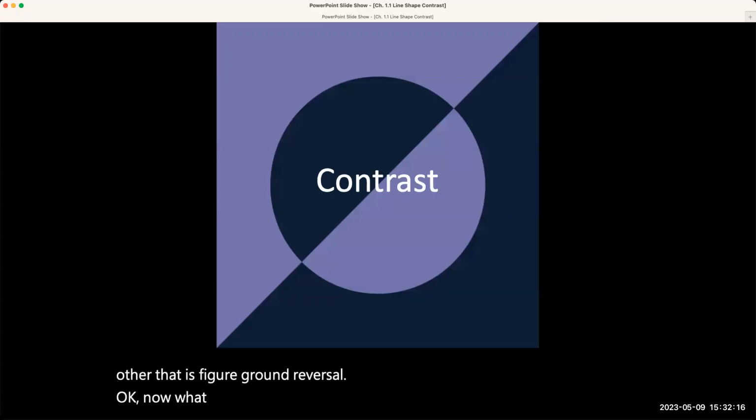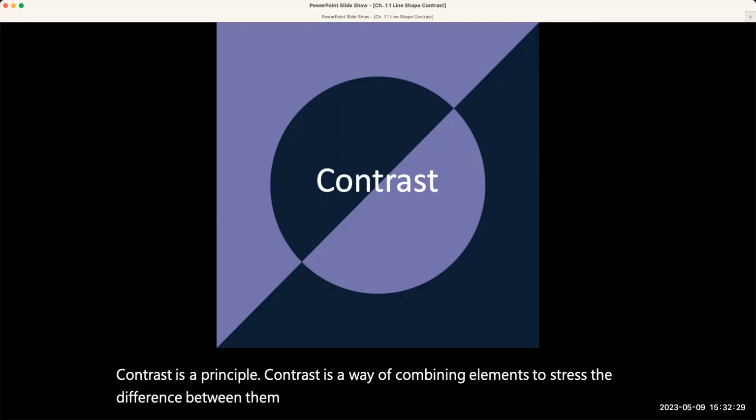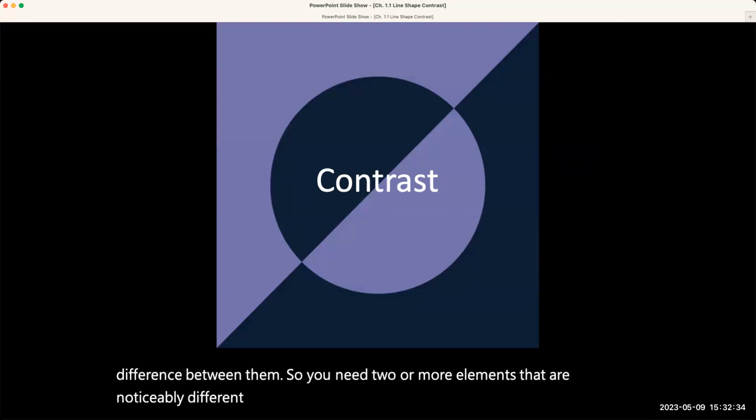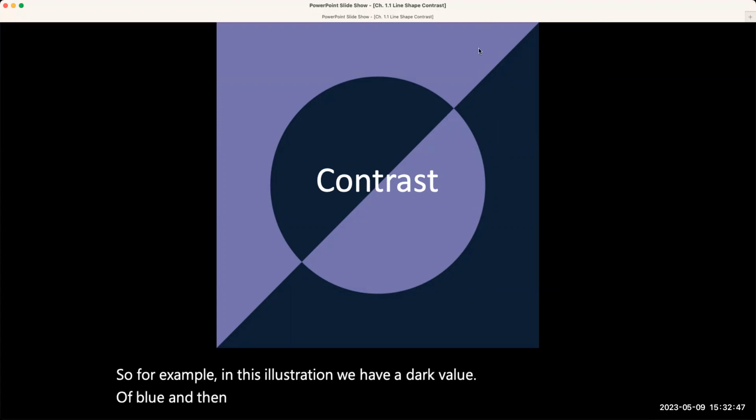Okay, now let's talk about contrast. So line and shape are both elements of art. Contrast is a principle. Contrast is a way of combining elements to stress the difference between them. So you need two or more elements that are noticeably different or in noticeably different states in order to create contrast. So for example, in this illustration, we have a dark value of blue, and then we have a lighter value of blue, and they contrast with one another.